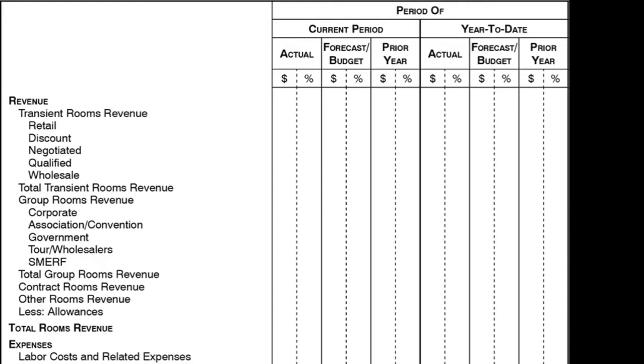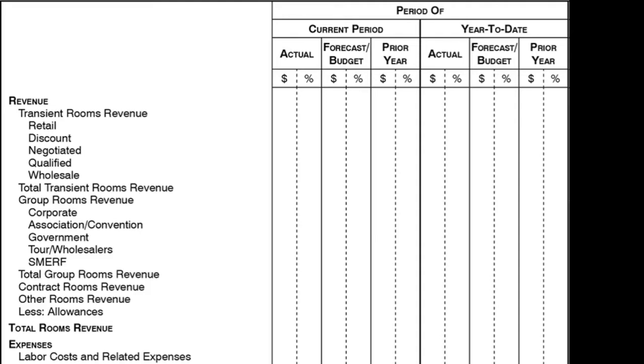Some hotels will combine allowances into the main revenue segments, but USALI prescribes them to be separate for the simple reason that you can understand what your gross revenue is, and how much allowance you are giving to your guests or rebating, so that there is some kind of control on the rebates and the losses of revenue. Then you will have a total room revenue.